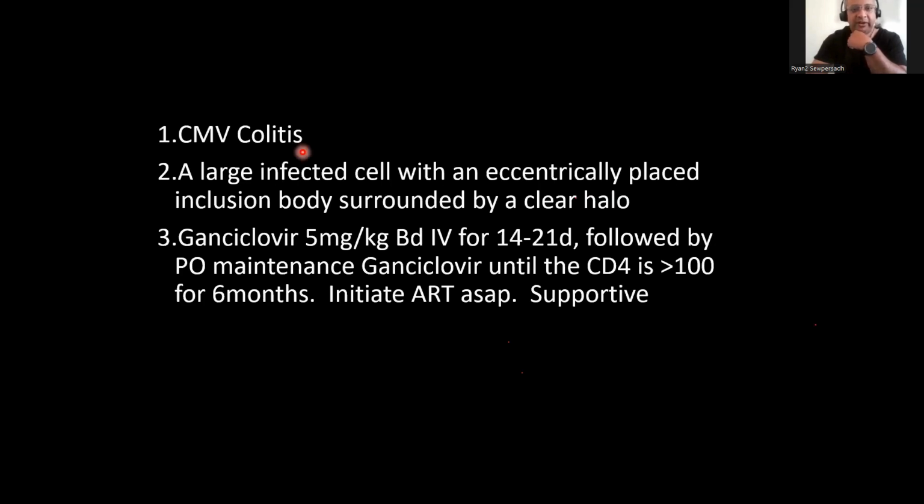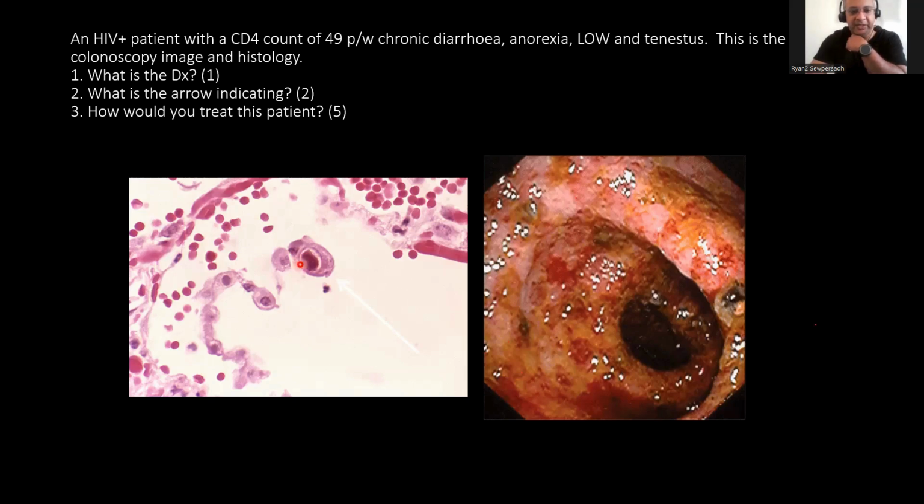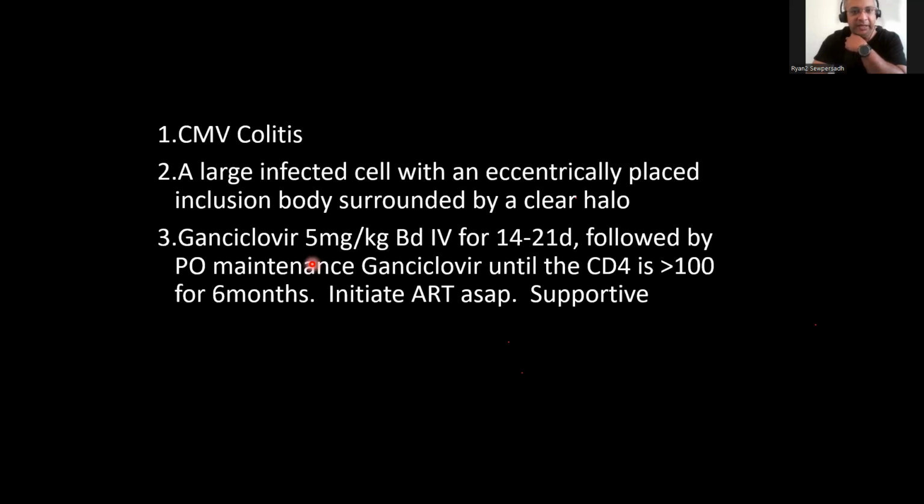Okay, so this is the picture of CMV colitis, and here we have an eccentrically placed cell with an eccentrically placed inclusion body, and this is the kind of cell that we see in CMV colitis. Okay, now remember that you've got to have a strong index of suspicion for this because the only way to diagnose it is on scope when you can do a biopsy and send off to histopath, right? And the treatment really is ganciclovir 5 milligram per kg BD IV for 2 to 3 weeks, followed by maintenance ganciclovir until the CD4 is above 100.